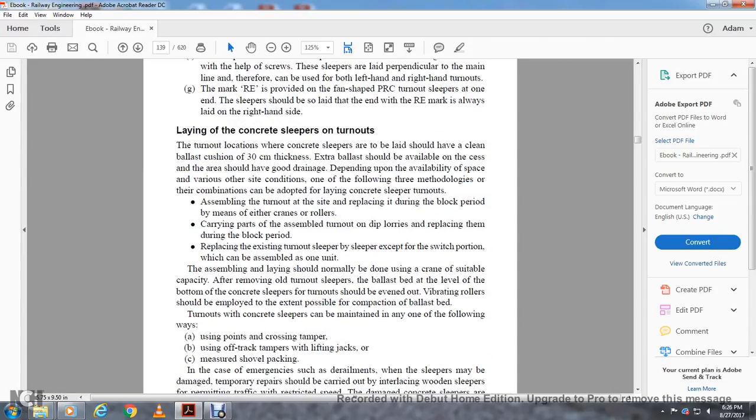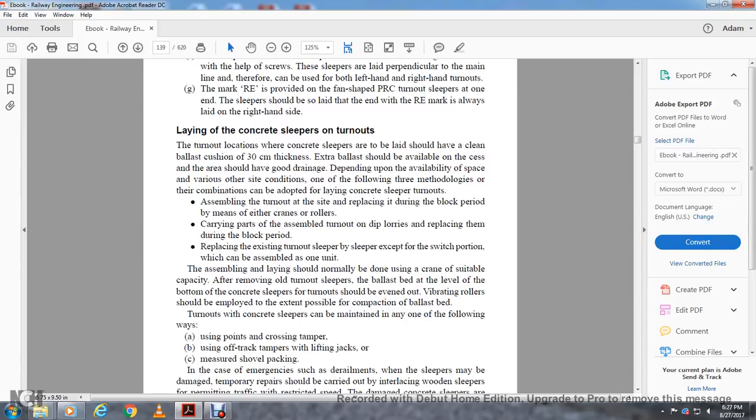Alright, laying out the concrete sleeper on the turnout. At the turnout location, the concrete sleeper is to be laid on a shoved and cleaned ballast cushion with 30 centimeter thickness. Extra ballast should be available on the sides of the areas for good drainage. Depending on the availability of space and other site conditions, one of the following three methodologies or their combination could be adopted for laying concrete sleeper turnouts.